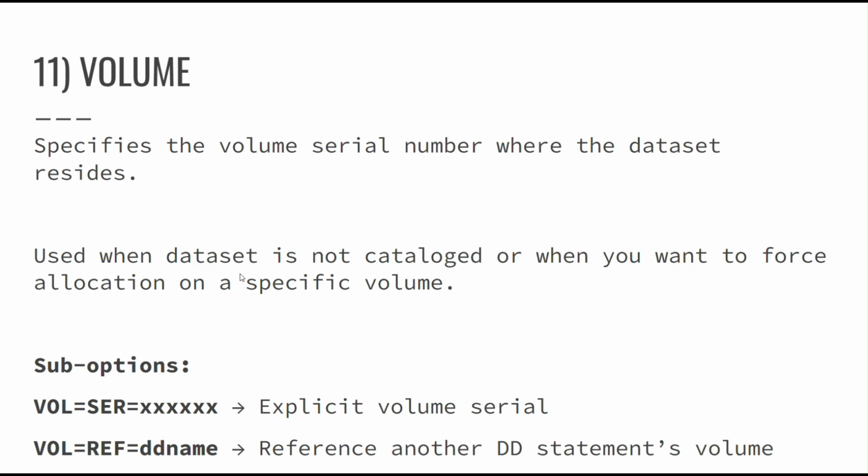Now let's see VOLUME in detail. It specifies the volume serial number where the dataset resides, when the dataset is not cataloged, or when you want to force allocation on a specific volume. For example, VOLUME equals SER equals, and we need to provide the serial we need to use. And another one is VOLUME equals REF equals dataset. Based on your requirements, you need to set the volume.